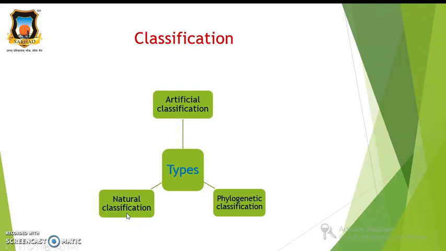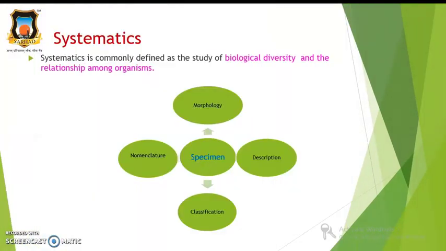Then the next classification is natural classification. Natural classification was proposed by Bentham and Hooker, and this system is based on vegetative as well as reproductive characters. And next is the phylogenetic classification. Phylogenetic classification was proposed by Engler and Prantl, and this classification system is based on evolutionary groups of plants. These are the three types of classification.